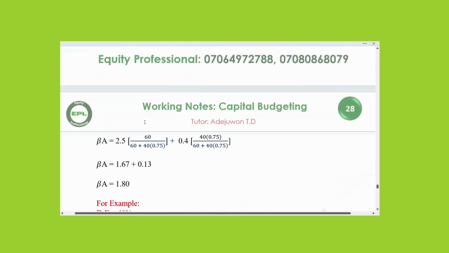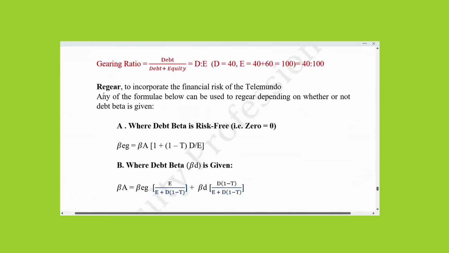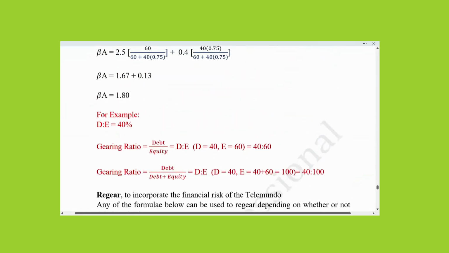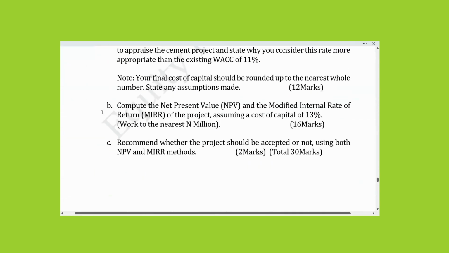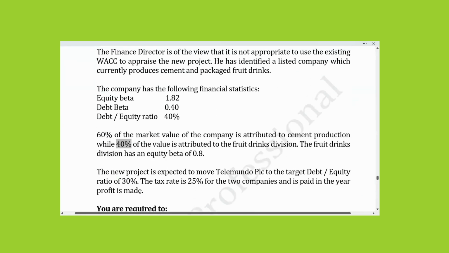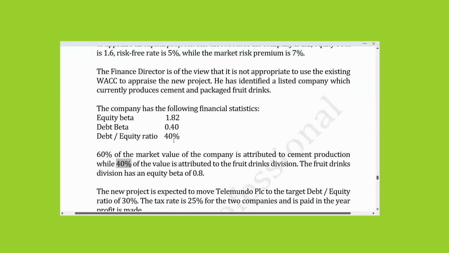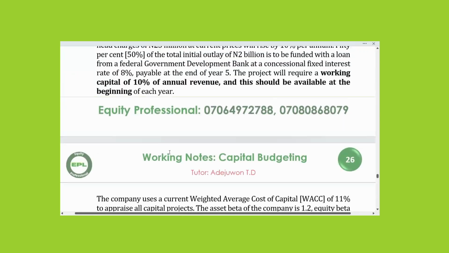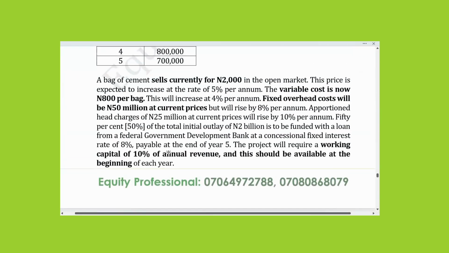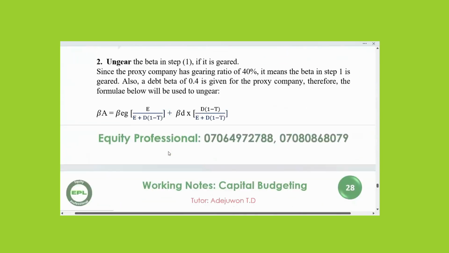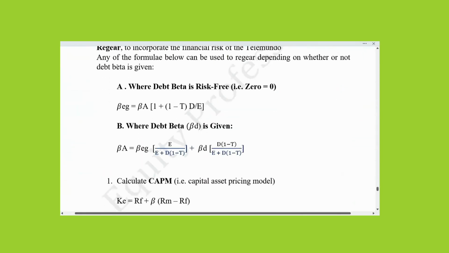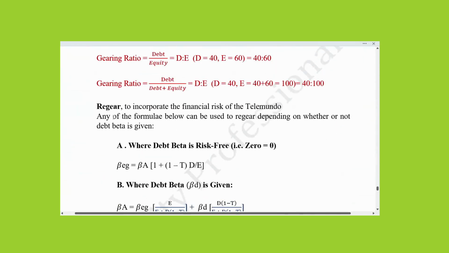Okay then, let's move on. So we want to regear. I will go to the question and check for the information given about Telemundo. Are we given debt beta? I'm going to check from A to Z of the question. In the question, we don't have debt beta for Telemundo. That means it is assumed to be risk-free. So since you are not given debt beta of Telemundo, you are going to assume it is risk-free.